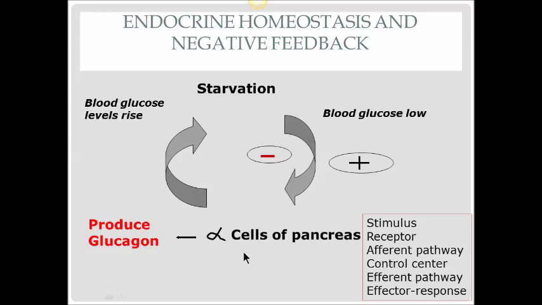Now, there are some terms that you have to understand. We use these terms, and don't get stuck on trying to identify which one is which, but I just want you to realize how these terms are used. First is the stimulus. In this case, the stimulus was a fall in the level of blood glucose, right? And because of that fall in blood glucose, a pathway was established towards the pancreas. Let's call the pancreas the control center.